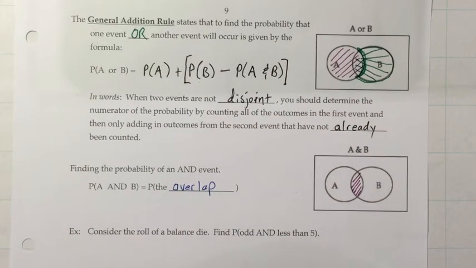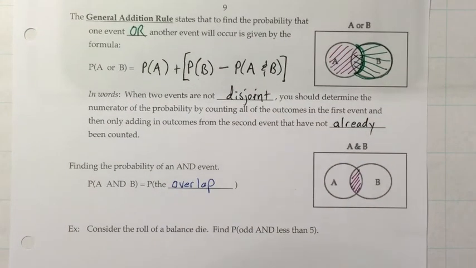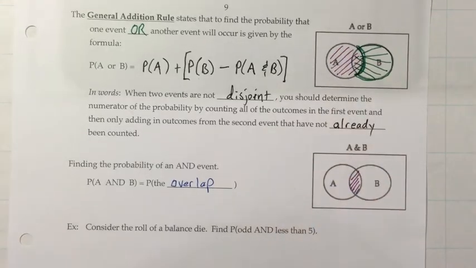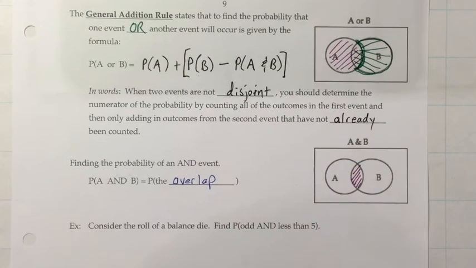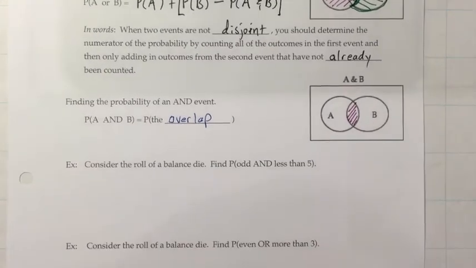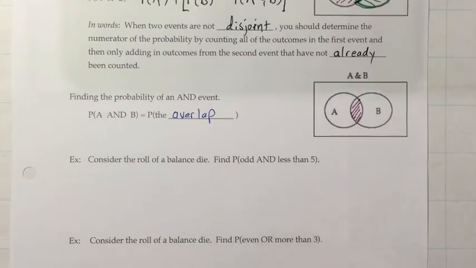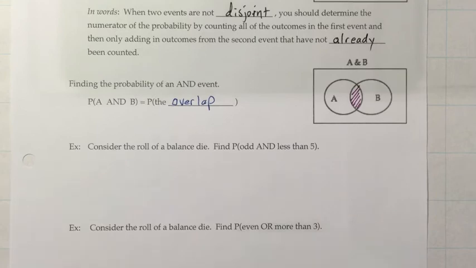So let's go ahead and try and think about some examples of using AND and OR, and also thinking about maybe if they're disjoint, how that would play into it. So we'll start off with some simple things and then go to something a little bit more complicated and see how it works there. So consider the roll of a balanced die.